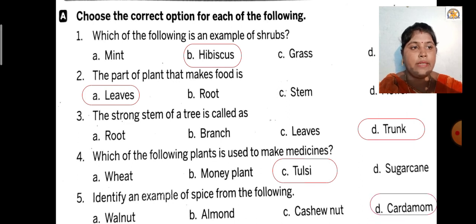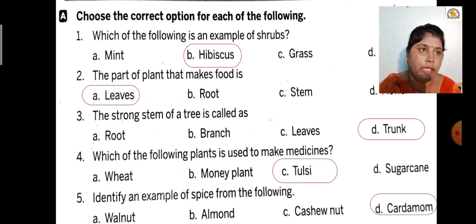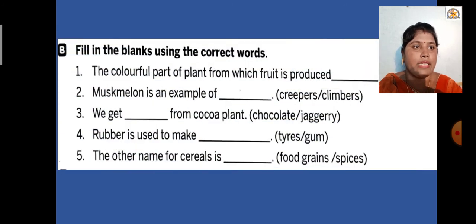So let us circle it. In this way I helped you solve this exercise, but a few exercises you have to solve yourself. You can take out a xerox or print out and then solve. Let us see the next part, that is exercise B.